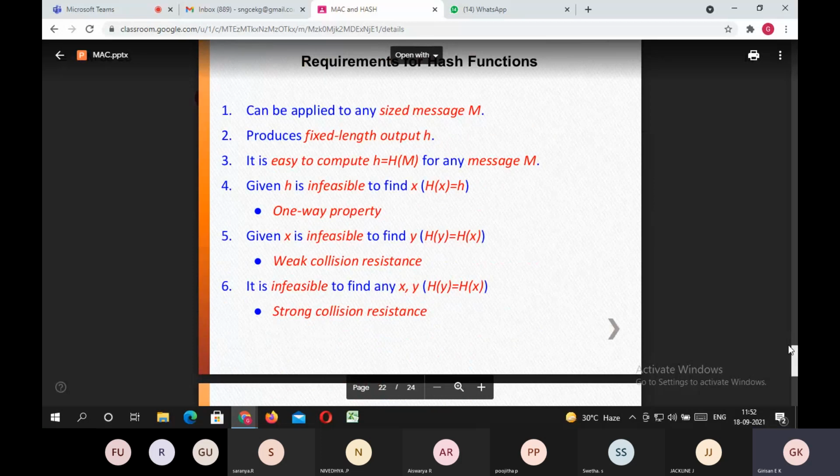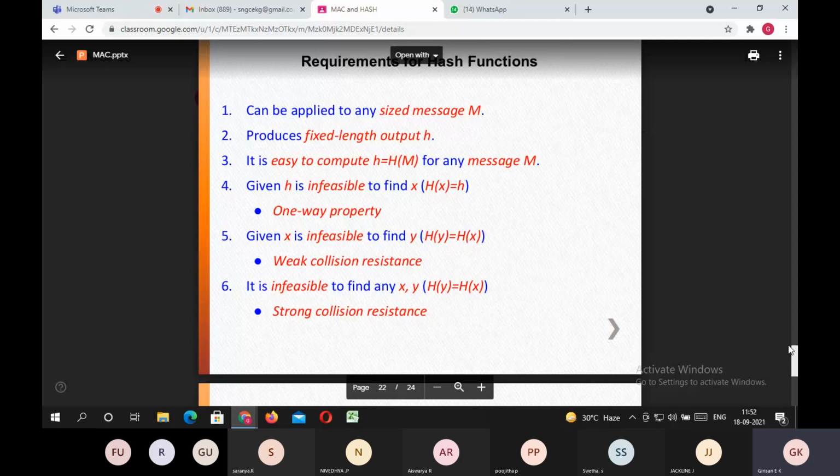The first requirement is that a variable sized message M of any size can be used, but it produces a fixed length output. The hash code is fixed length, while the original message is variable length. It must be easy to compute H is equal to H of M. The hash code must be easily computed for any kind of message. But given H, it is infeasible to find x such that H of x is equal to H. That is, if you want to find the message from the hash code, it must be infeasible to find. Nobody should be able to recover it.